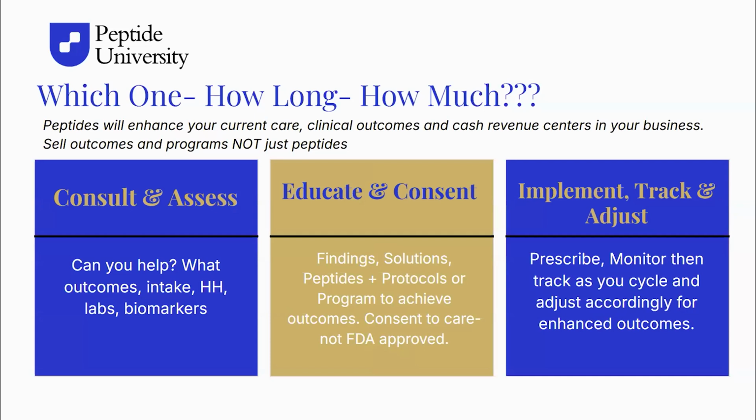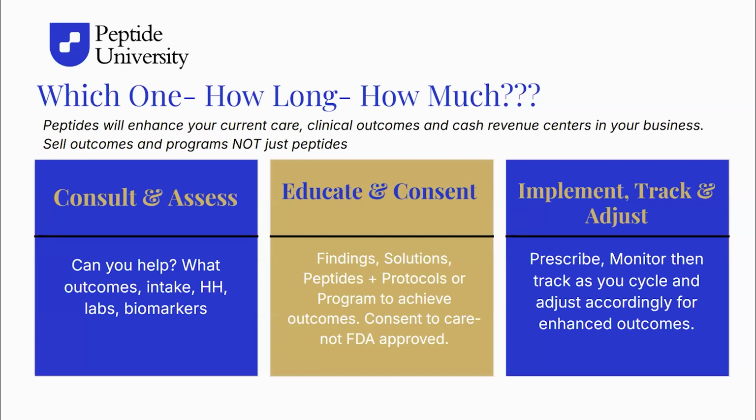It's going to improve clinical outcomes. It's going to drive increased cash revenue centers in your business. And yet what I want you to think about, especially with the current landscape, don't go sell peptides, sell outcomes, sell programs. Use peptides as tools in your tool belts. Don't make it about the molecule. Even if you don't use peptides, gang, don't make it about the molecule because you give away the power of what you're really offering in your practices, which is supportive, transformative care, right?